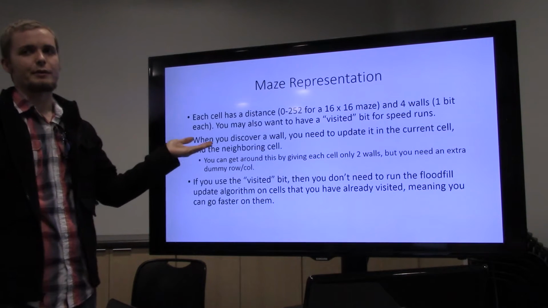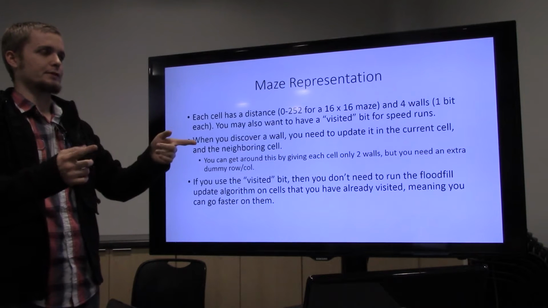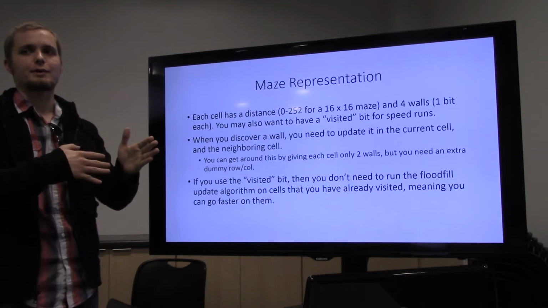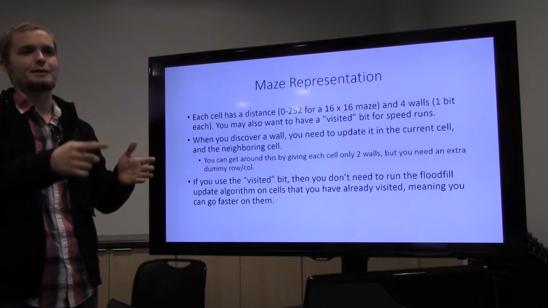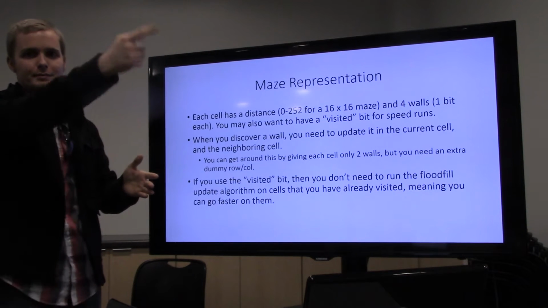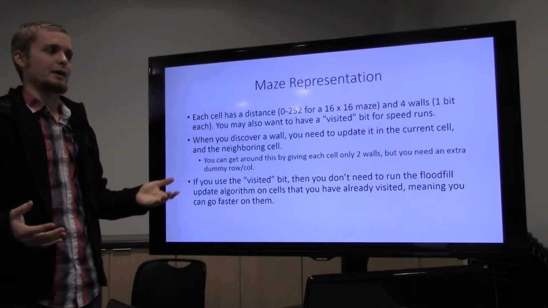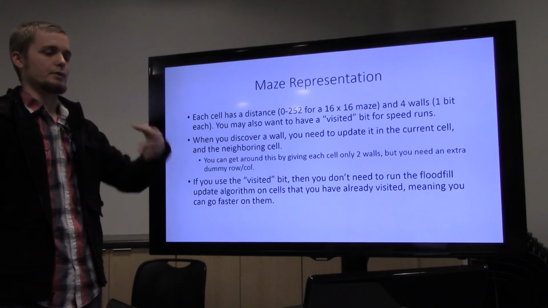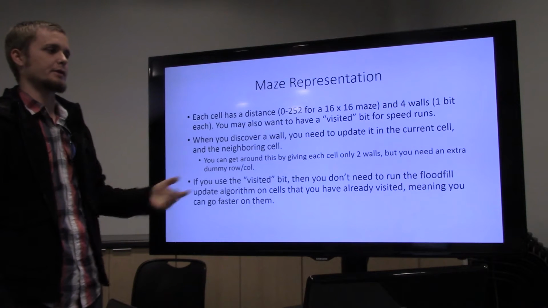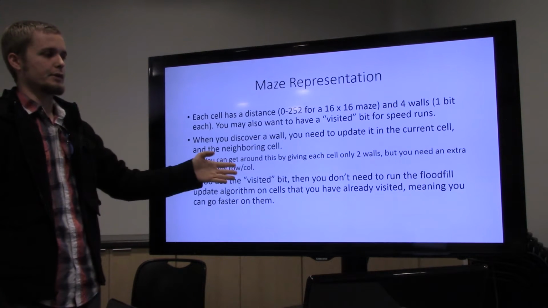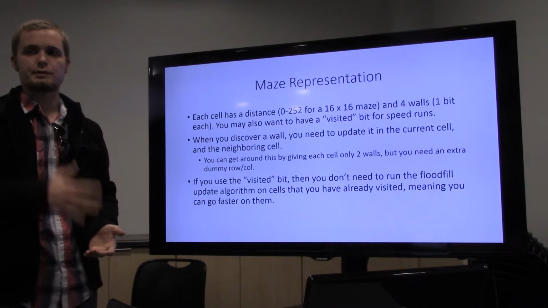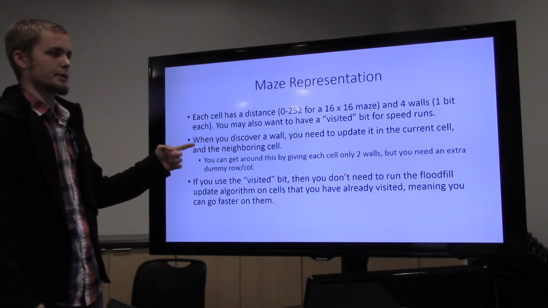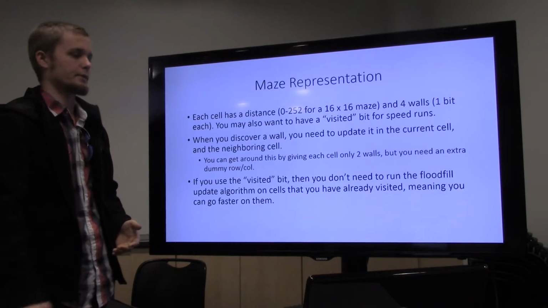And there's ways to get around that by giving each cell just 2 walls, say a west wall and a south wall, and then if you want to check the north wall of the cell, you just check the south wall of the north cell. That way you only have to update it in 1 place each time you discover a wall. But if you do it this way, you won't really be able to use Green's maze generation thing for testing. So I'd recommend that you do it this way with 4 walls on each cell.